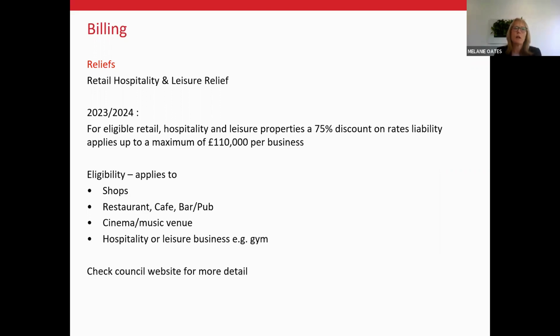With regard to eligibility, it will apply to shops, restaurants, cafes, bars, pubs, cinemas, and hospitality and leisure businesses such as gyms. Always check the council website for more detail, because there are some exclusions that apply, sometimes on shop properties, for example some forms of financial institutions such as banks, etc. So just double check what the eligibility is. It will all be included on the council website.